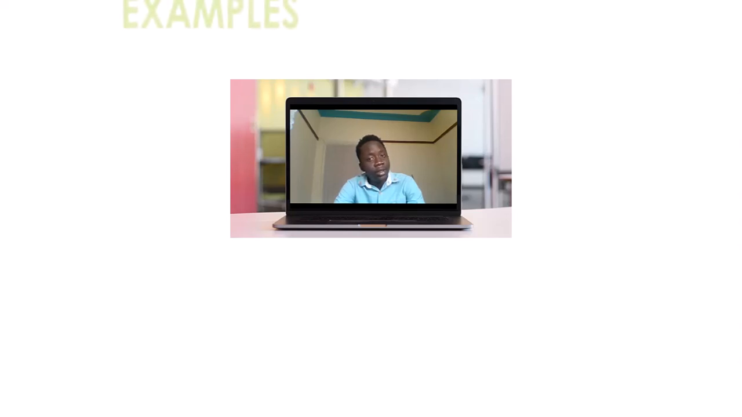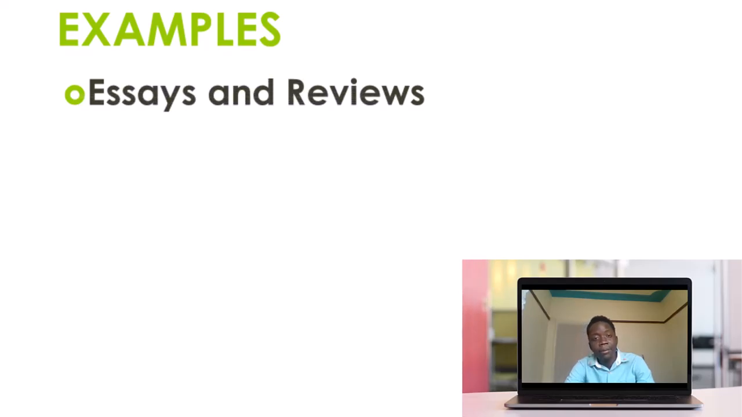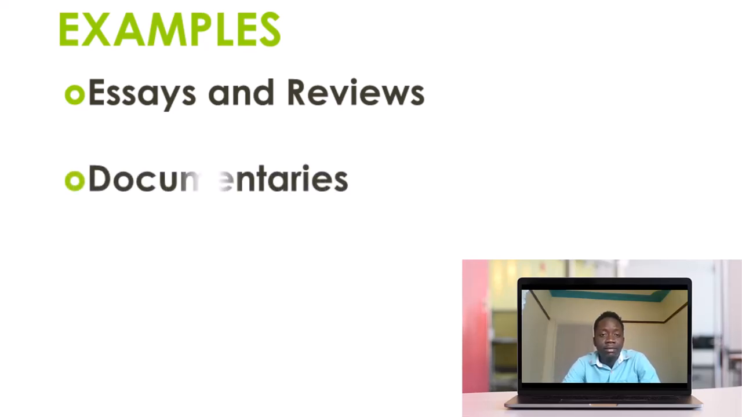So now you ask yourself, what are the examples of these secondary sources of information? One, we have essays and reviews. For you to be able to write an essay, or to put together a review of something, you have to first have information on what you're going to talk about. You cannot start writing an essay from the blue. You have to first have an idea of what you are writing on.